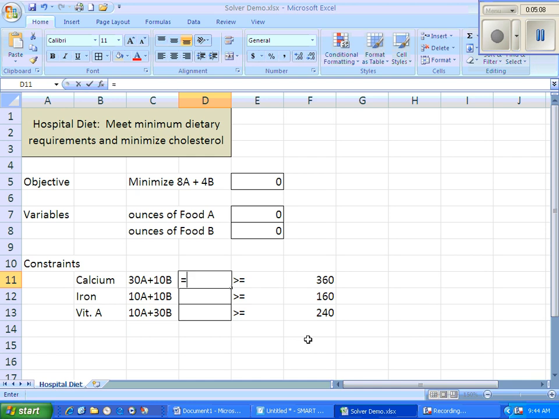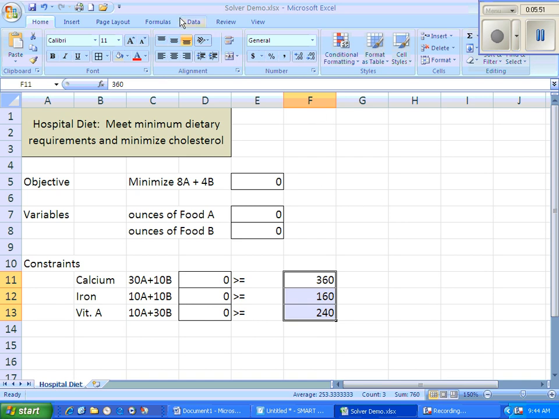So this formula will be 30 times A plus 10 times B. This formula will be 10 times A plus 10 times B. And then this formula, 10 times A plus 30 times B. And then over here, I've put in my constraints. And again, remember, since I'm trying to minimize, this is what the usual case is, all my constraints are actually greater than or equals rather than less than or equals.